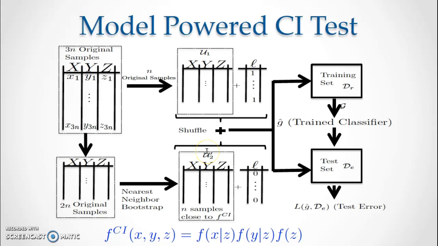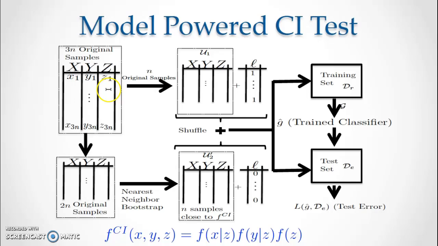We take a model-powered approach to the problem of conditional independence testing. The idea is to reduce the statistical hypothesis testing problem into a supervised learning problem, and then use powerful supervised learning tools like gradient boosting or deep nets. These tools work well in high dimensions and for real data. In this paper, we reduce the problem of CI testing to binary classification.